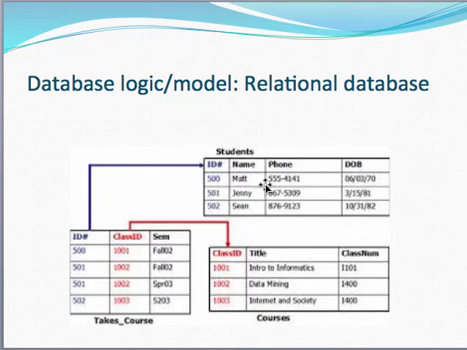They have a relationship with the classes and the semester, because students are taking courses. And for the courses, there is another table named courses with the following attributes: class ID, title, and class number. So this is how a relational database works.